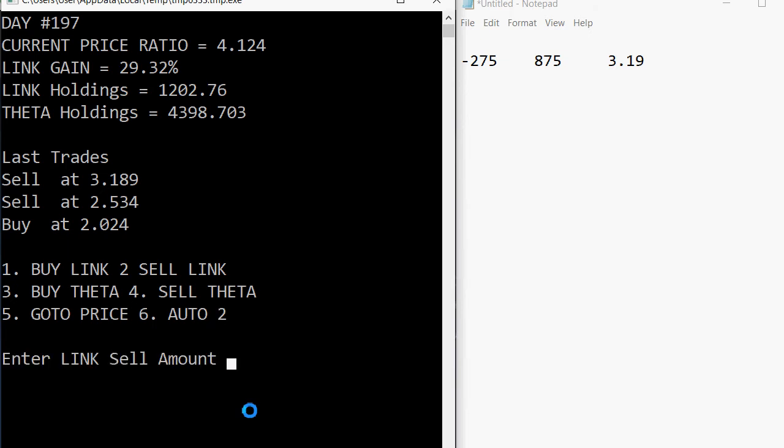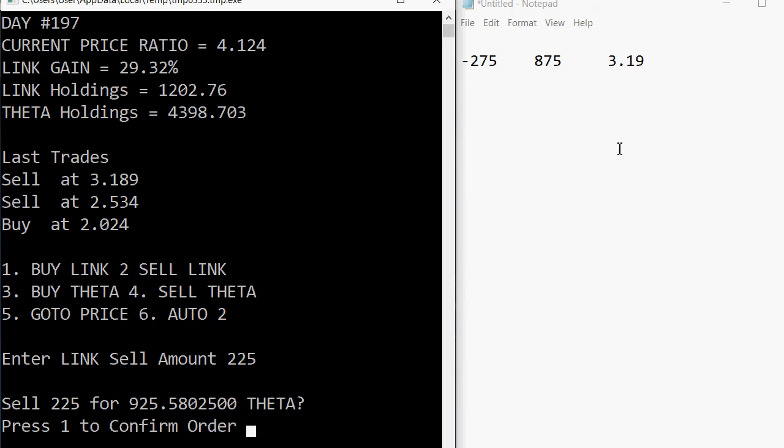So we have 1200 now. Last time we had 274. Last time we sold 275. If we sell 200, that's not quite 20%, and that's still a reduction of more than 20% selling. So maybe 225 could be a good number. And then that would get us back 926.